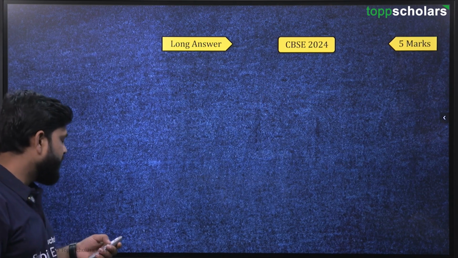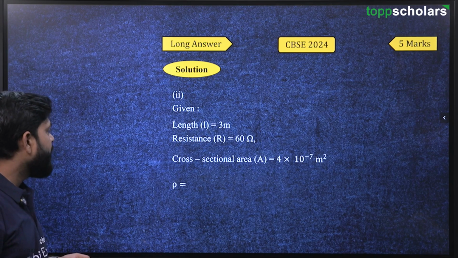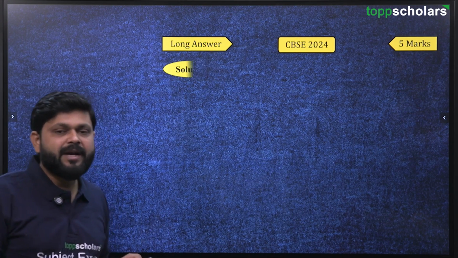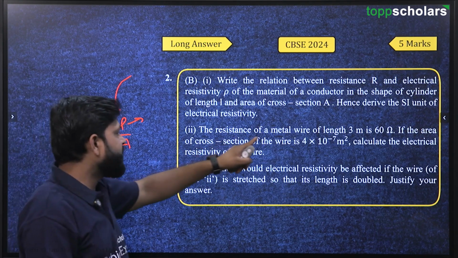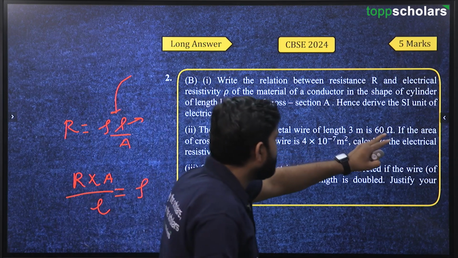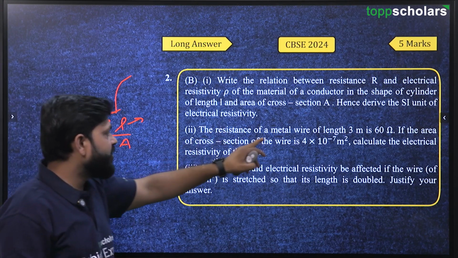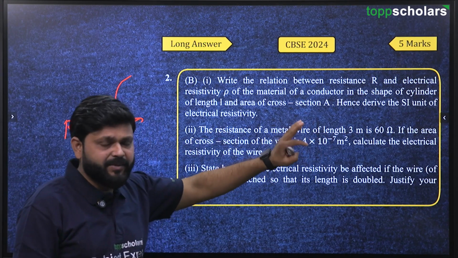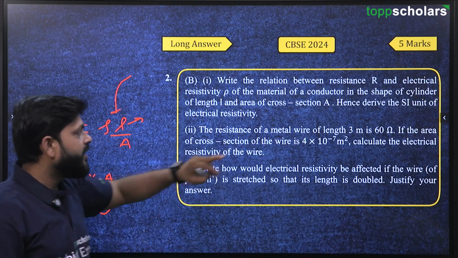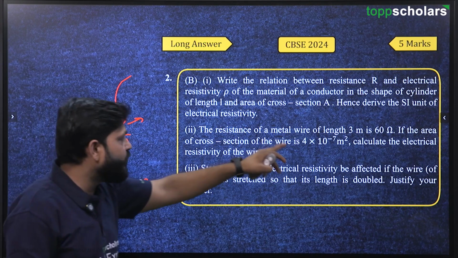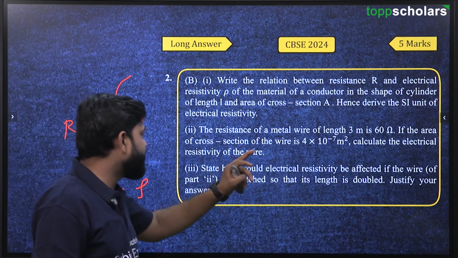In this question, you have to find the resistivity. The resistance of the metal wire of length 3 meter is 60 ohm. If the area of cross section of the wire is 4 into 10 to the power minus 7 meter square, everything has been given to you. Calculate the electrical resistivity of the wire.